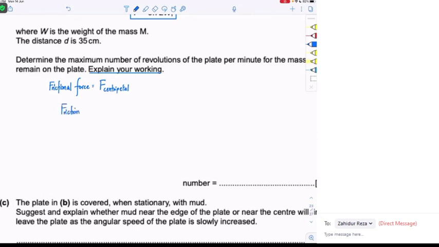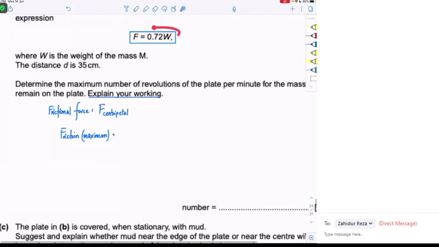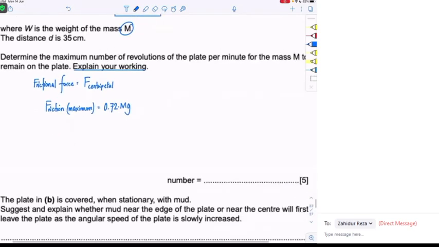So how much is friction? You can write maximum, because there is no more friction than this. They have given us the formula. Friction is 0.72 W. W is weight, right? Because m is mass, but we do not know the mass though. So I'm just going to write here mg. That's the friction that we have. We do not know the value of mass, so let's just keep it like that. Then we write down 0.72 mg is equal to the centripetal force, right? Centripetal force is mv squared by r, that's a possibility, or m omega squared r. There are two formulas for centripetal force. What are they? mv squared by r or m omega squared r.